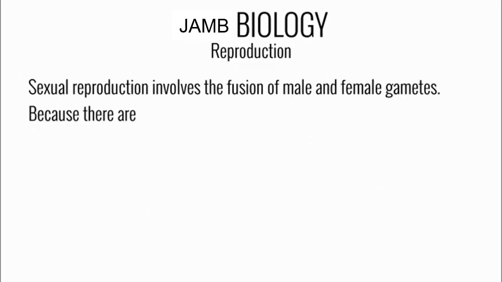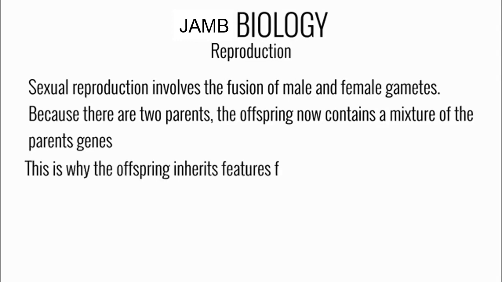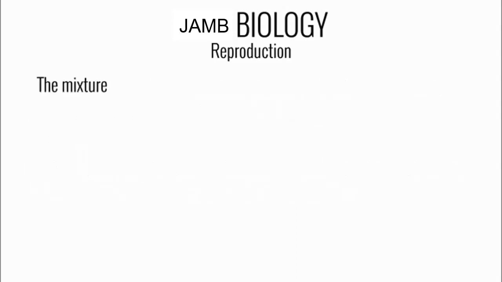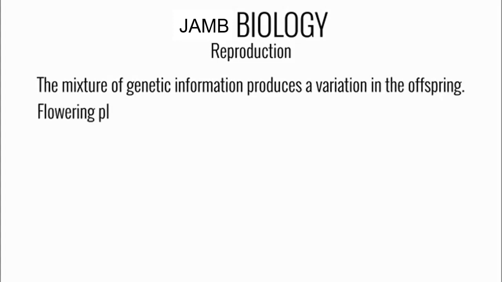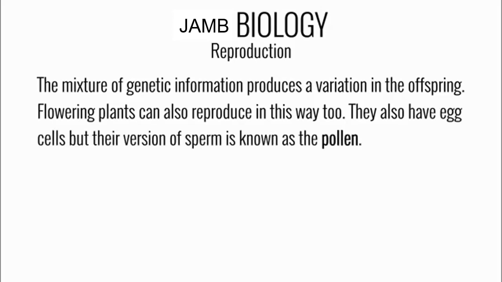So because there are two parents, the offspring now contains a mixture of the parents' genes. Okay, so this is why the offspring inherits features from both parents. It receives a mixture of chromosomes from the father and the mother. The mixture of genetic information produces a variation in the offspring. So flowering plants can reproduce in this way too. They also have egg cells, but their version of sperm is known as the pollen.